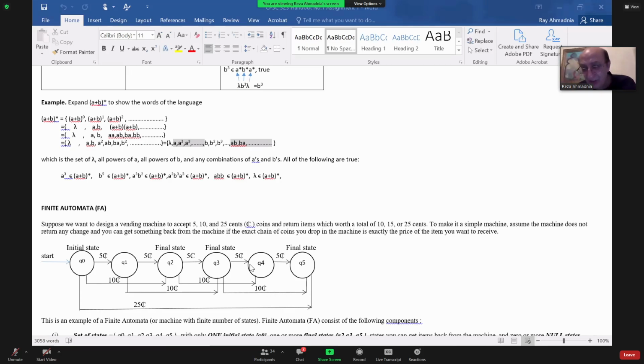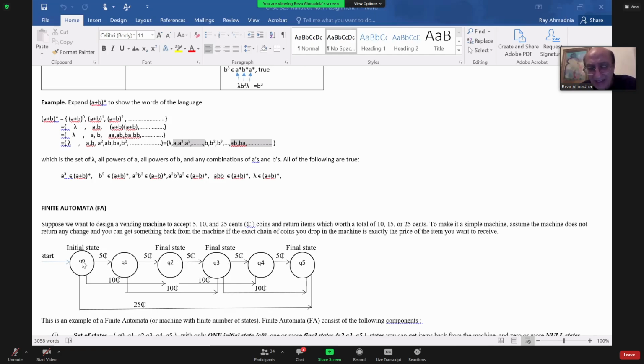Back from the machine here. Any state where you can get something back from the machine is called a final state. So the initial state is where you drop the machine. The final state is when the amount of money you dropped is good enough to get something back from the machine. So this is the story of all 5 cents here.